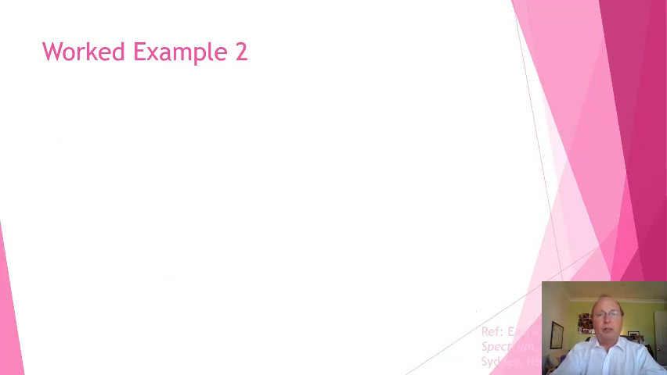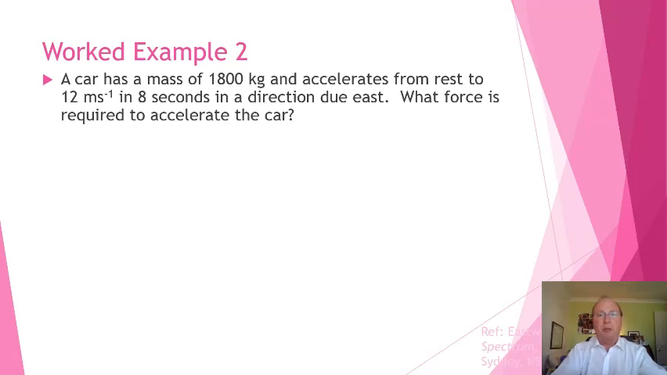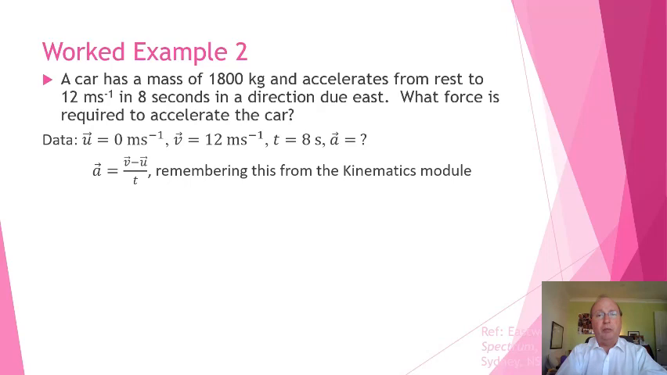And in our second worked example, we'll have some numbers to work with this time. A car has a mass of 1,800 kilograms, so 1.8 tons, and accelerates from rest to 12 meters per second in 8 seconds in a direction due east. What force is required to accelerate the car? Well, for this we'll use Newton's second law, but first of all let's write down the data. u, the initial velocity, is 0 meters per second. v, the final velocity, is 12 meters per second. The time taken is 8 seconds, and we want to find the acceleration. We also know the mass. We'll look at that in a minute.